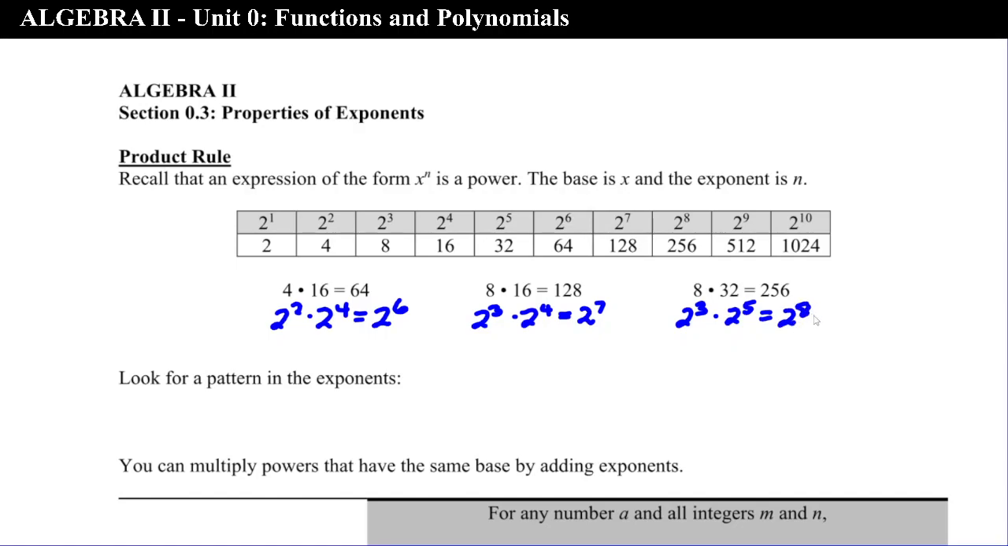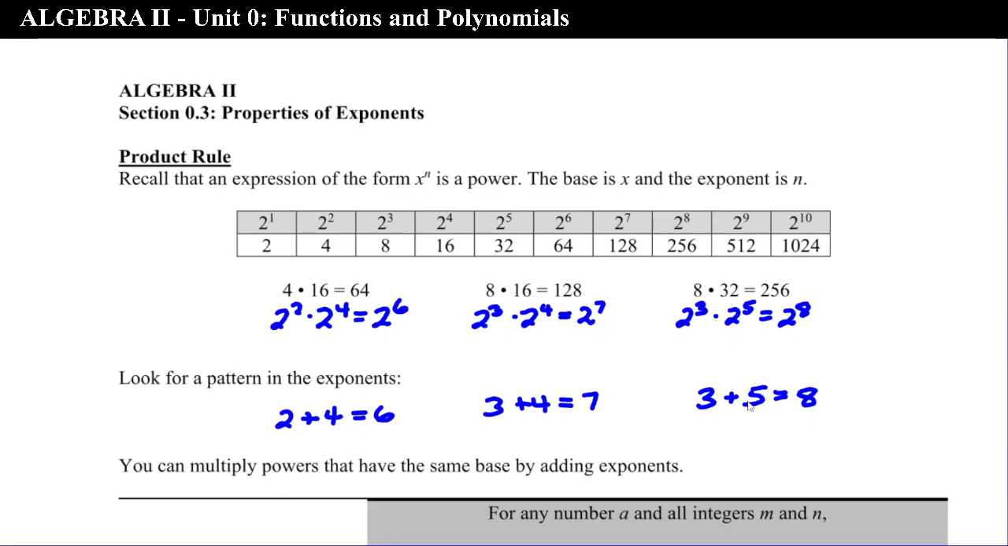Okay? So now that we have all of these rewritten as a base 2 power, let's look at the exponents and see if we see a pattern emerging. So we've got 2 and 4 in this first one, and then on the other side of the equal sign we have 6. In the second one we have 3 and 4. And we're going to do something with those to make it equal 7. And then we have 3 and 5, and we're going to try to make something equal 8. Well, what operation can we use to make all three of those statements true? Well, 2 plus 4 equals 6, 3 plus 4 equals 7, and 3 plus 5 equals 8.